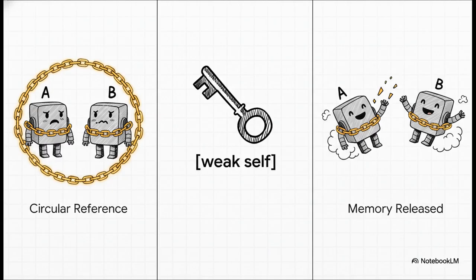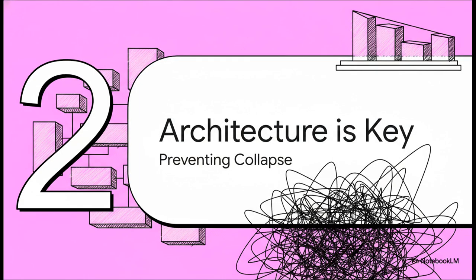The fix is a simple, non-negotiable habit for every pro developer: weak self. You just have to do it. Think of it as telling one of the objects to have a lighter grip so the circle can finally be broken. Okay, so your code is safe. No crashes, no memory leaks.